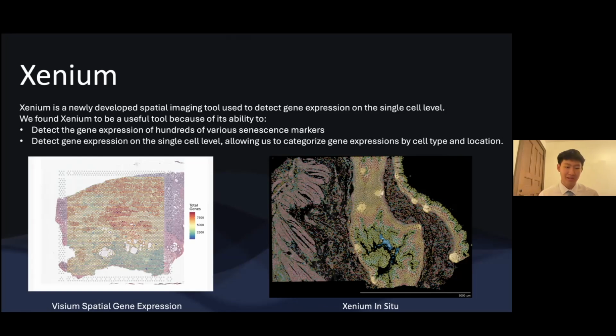So, for example, if you were to look at Visium, which is another spatial imaging tool that can measure gene expression, you can see that it's very hard to tell where certain cells start and where they end. And in addition, you can't really tell what cells are what kind of cells. Whereas if you look to the right and you look at Xenium, you can directly see where the cell membrane is and see what kind of cell it is and where the gene expression is in that cell, which is incredibly important because it allows us to better map senescence in these tissues.